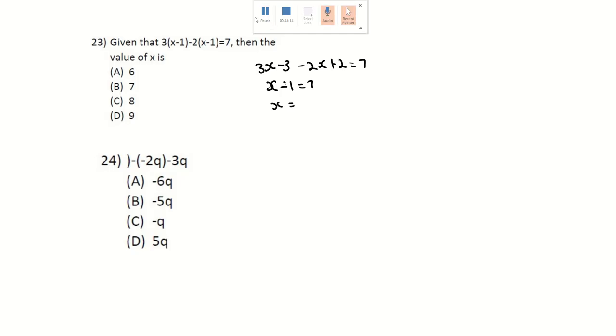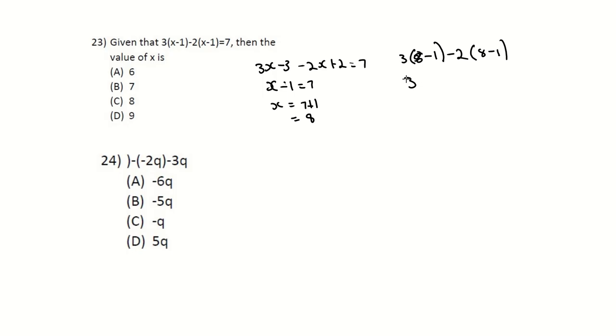What? No. 7, 8. Right, now let's just check it to see. This is 3 by 8 minus 1 minus 2 by 8 minus 1. This is 3 by 8 minus 1 is 7 minus 2 by 8 minus 1 is 7. This is 7. 3 7s are 21. 21 minus 14, which is in fact 7. So the answer, and you see that the answer is 7, so the answer for this one is C.